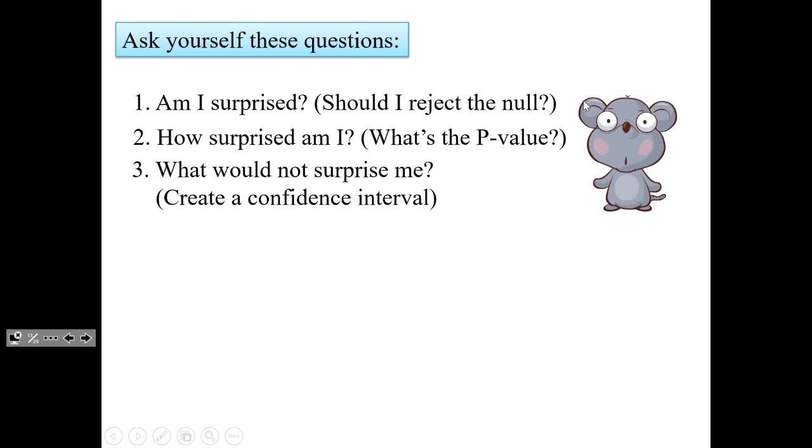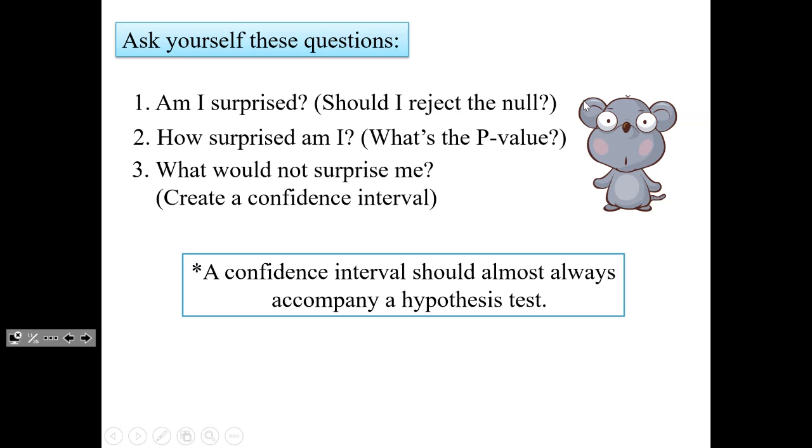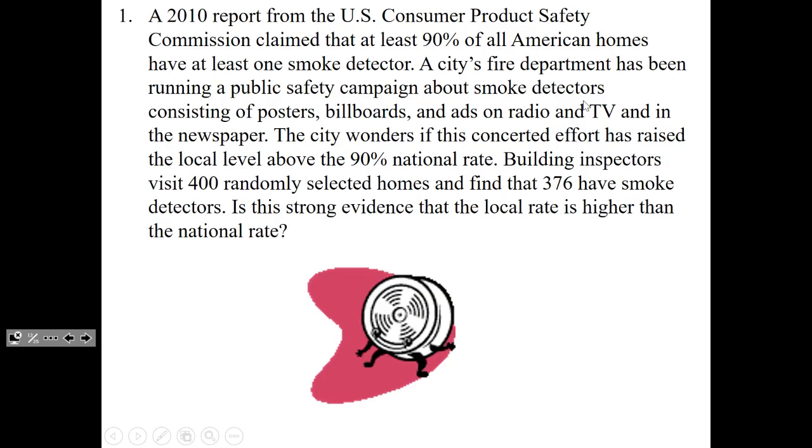Lastly, what would not surprise you? You want to create a confidence interval in order to say, well, these results, you may be 95% confident the true proportion is between A and B. Knowing that, those kind of results would not surprise you. A confidence interval should almost always accompany the hypothesis test. So you should be doing these almost every time.